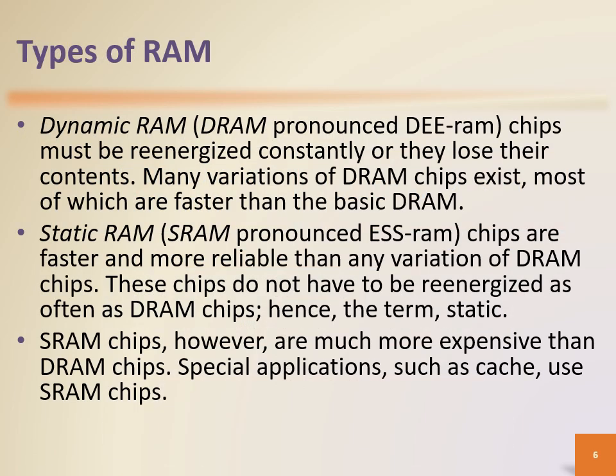The difference between dynamic RAM and static RAM is that dynamic RAM chips must be re-energized, whereas static RAM chips are faster and more reliable. These chips do not have to be re-energized as often as DRAM chips. Hence, they are more reliable, more expensive, faster, and used in special applications. That's why I use these SRAM chips, because they do not need to be re-energized.